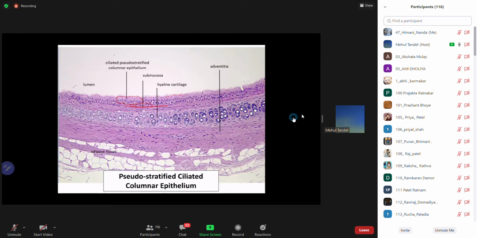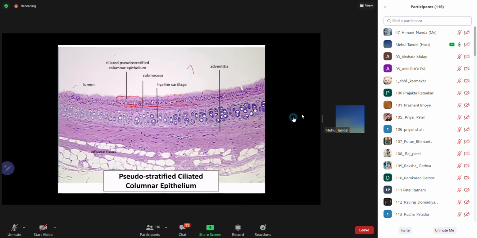Okay, we know the features clearly. All cells do not reach the surface, but all cells rest on the basement membrane. Cells which do not reach the surface are known as basal cells or stem cells. Cells which reach the surface, long, tall columnar cells, are principal cells. Nuclei are present at the broader part. So nuclei lie at different levels, so it appears multi-layered, but actually it is a single layer. These are the features of pseudostratified ciliated columnar epithelium.